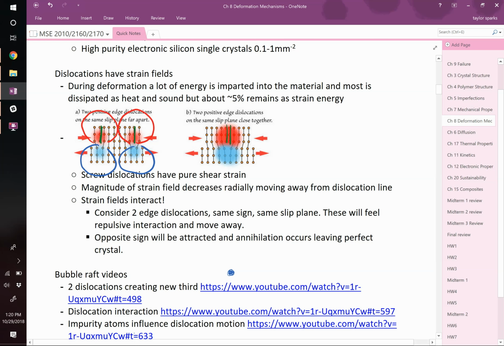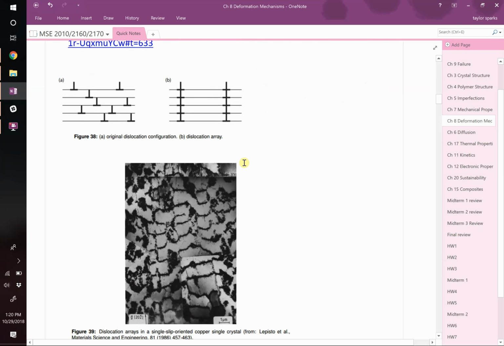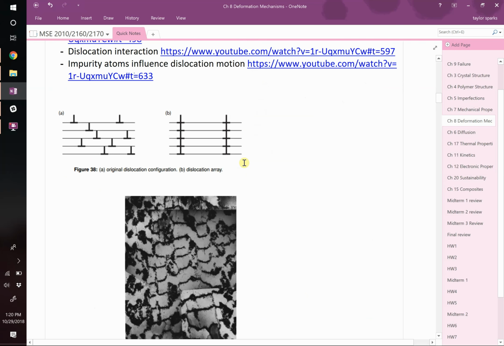So because of that, dislocations of the same sign repel one another. They're going to want to push away from one another so that these strain fields don't overlap. Okay? And you'll see that all the time with dislocations. You'll see that there's sort of like an average distance that they separate themselves, that once they get a certain distance away from one another, these strain fields aren't interacting as severely, right?